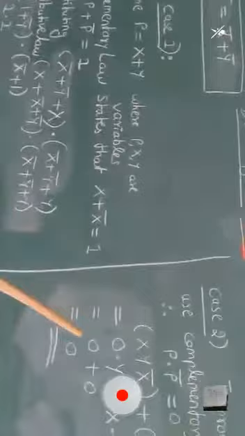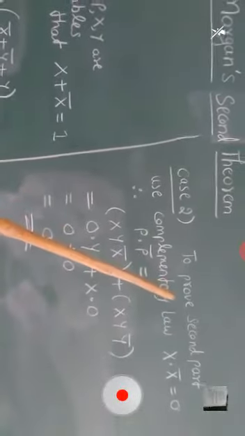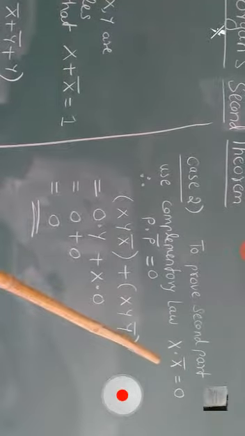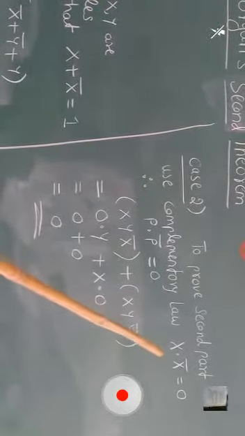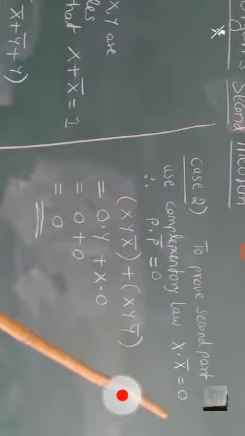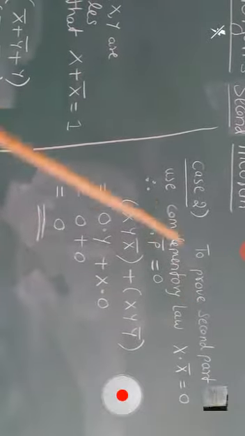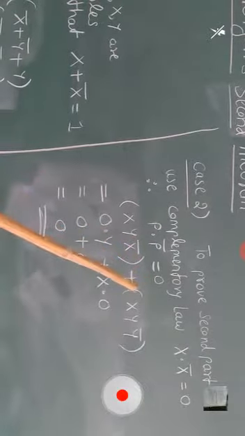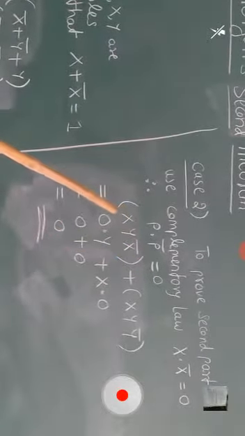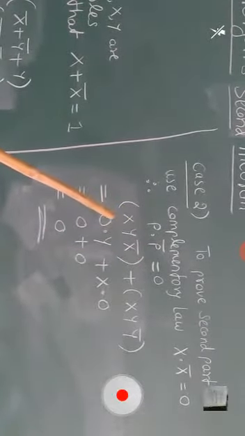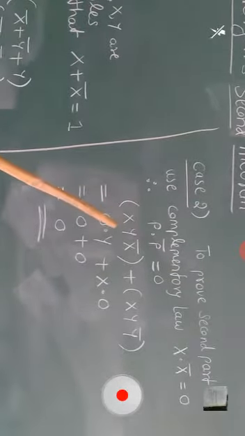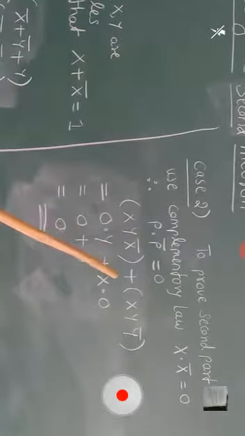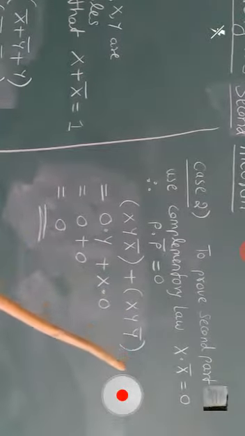Okay, similarly, when I consider case 2, we have to prove the second part. Here we are considering the complementary law which states that x dot x bar is equal to 0. Hence p dot p bar is equal to 0. Okay, when I substitute the p value, it will become x y x bar plus x y and y bar.